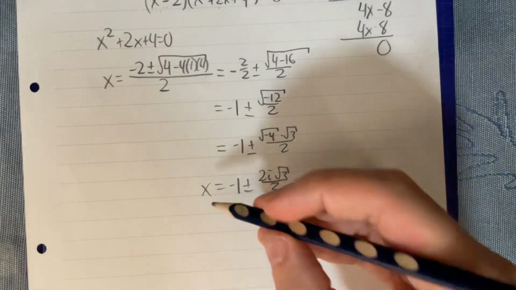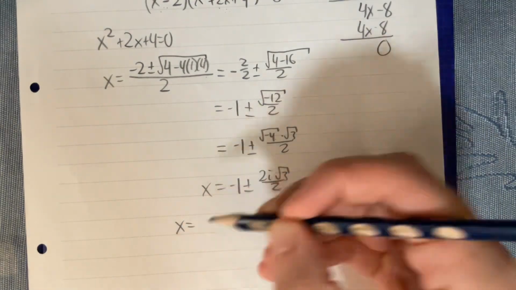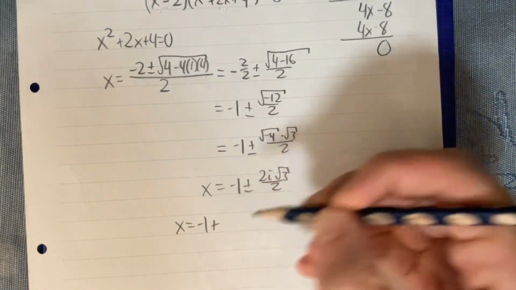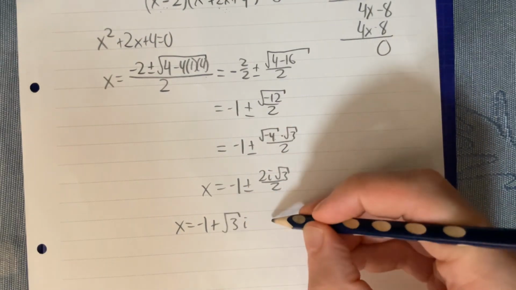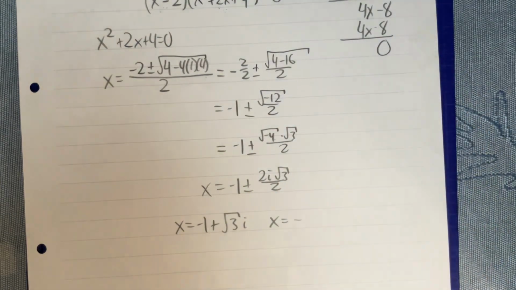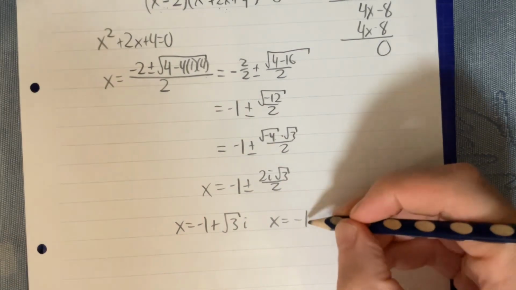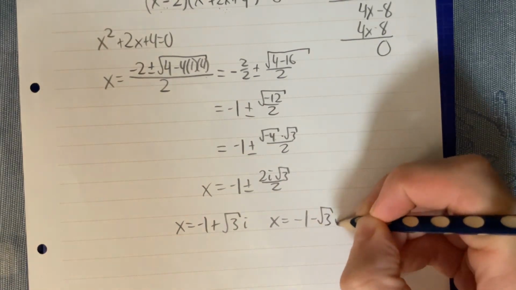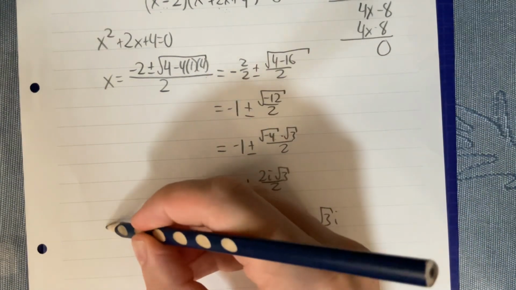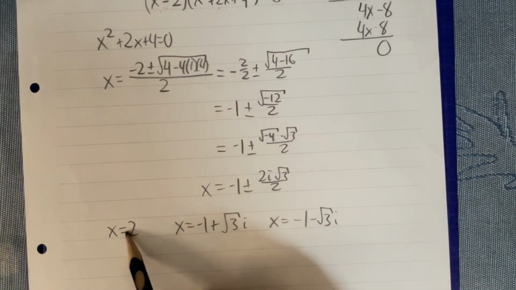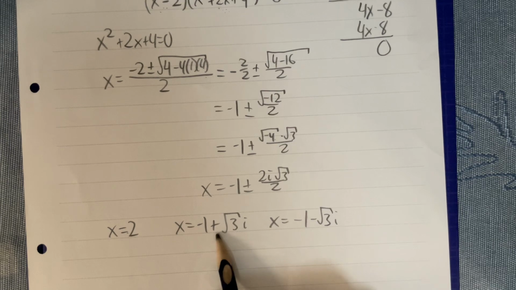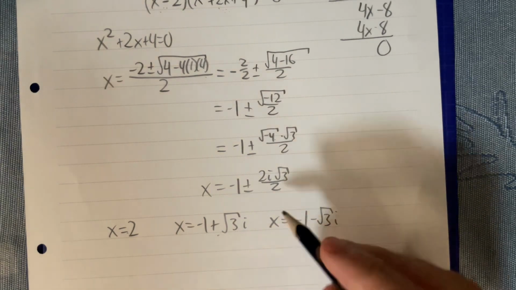Finally, the 2 other cube roots of 8 are negative 1 plus square root of 3 i and negative 1 minus square root of 3 i. So the 3 cube roots of 8 are x equals 2, negative 1 plus square root of 3 i, and negative 1 minus square root of 3 i.